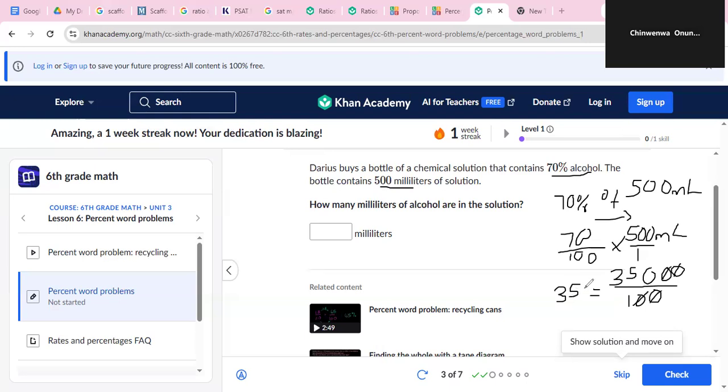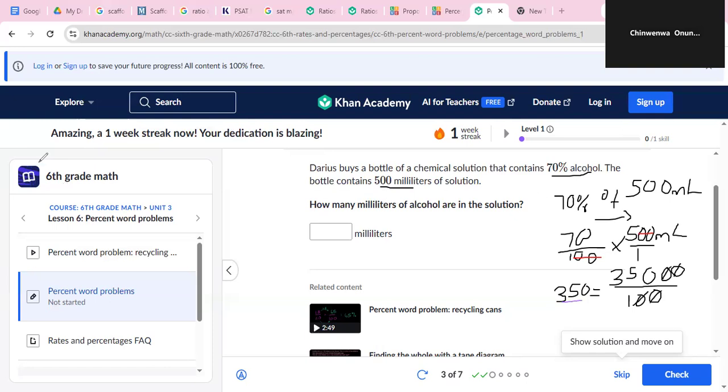I'm sorry, I like to go ahead and simplify first before I multiply across. So what we could have done also is just cancel out 2 zeros here, cancel out 2 zeros here. You get 70 times 5, which is 350 as well. That's one way we can do it.